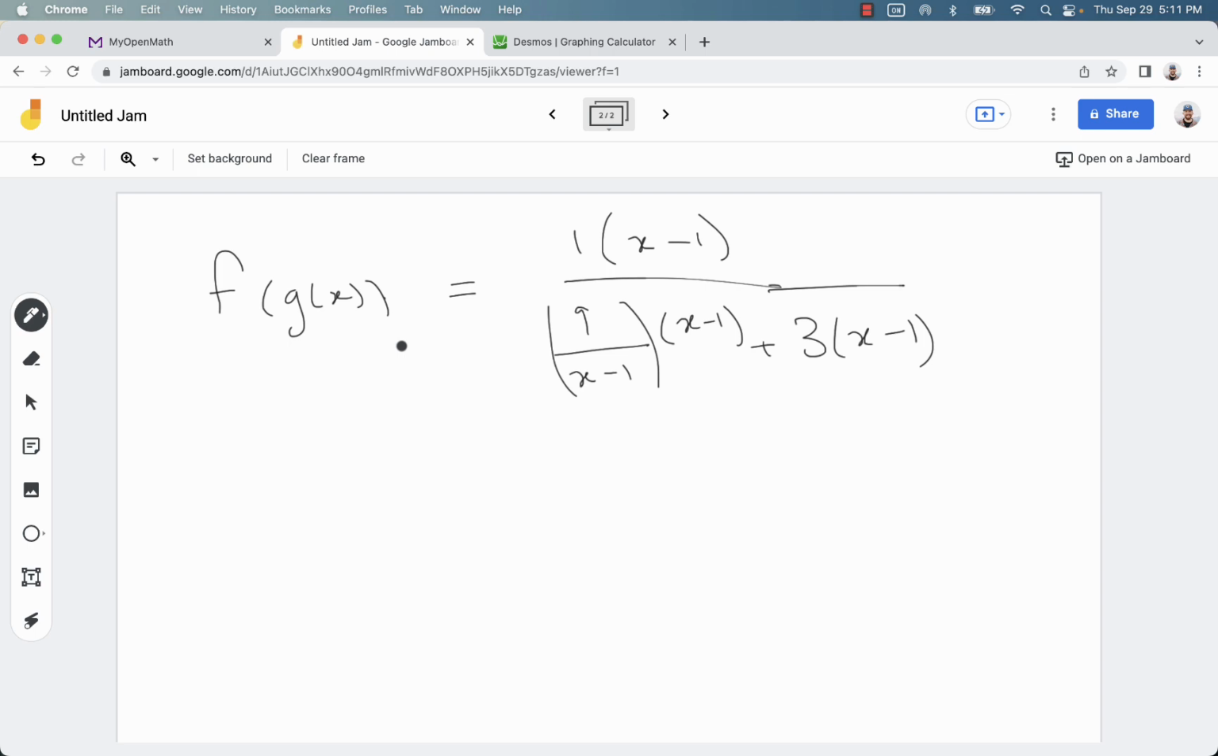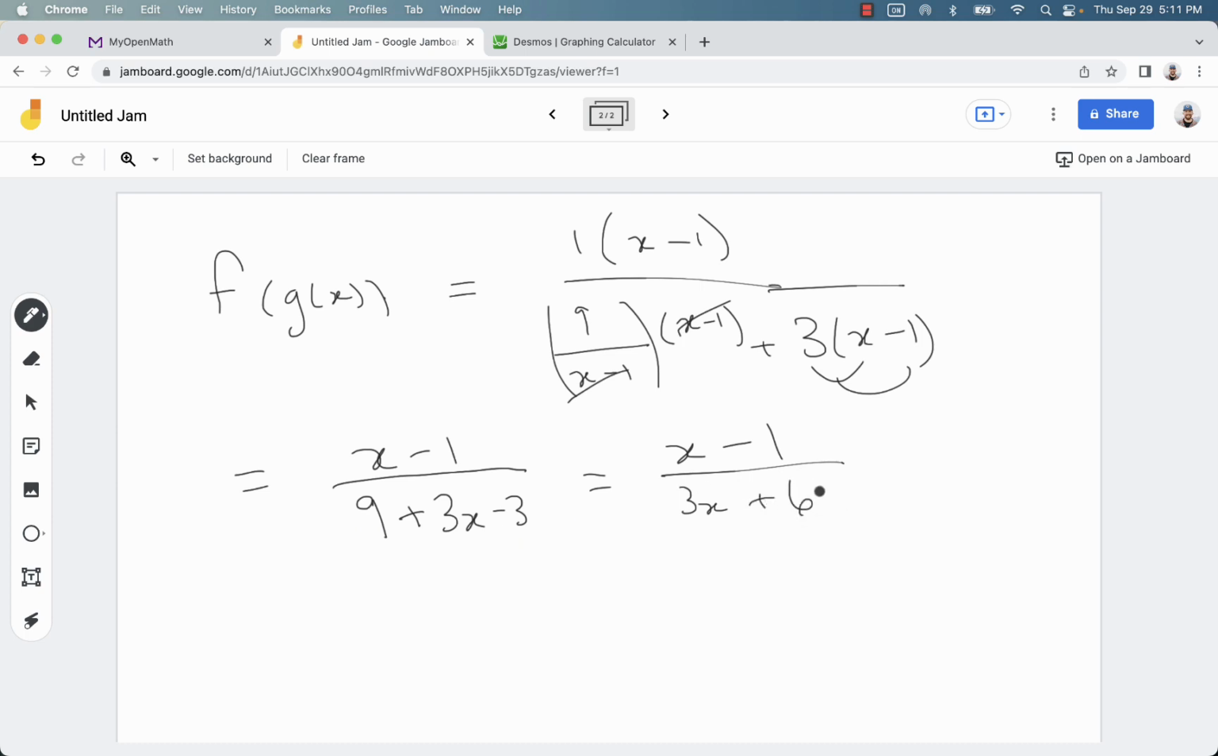And we can do some distributing, and here we can do some canceling. The 1 distributed doesn't make any changes. So we have x minus 1 over 9 plus 3x minus 3. And we can make this a little simpler yet by putting the 3x in front like we like to do. And then 9 minus 3 is 6. So now we have a nice simplified composition of functions, f of g of x.